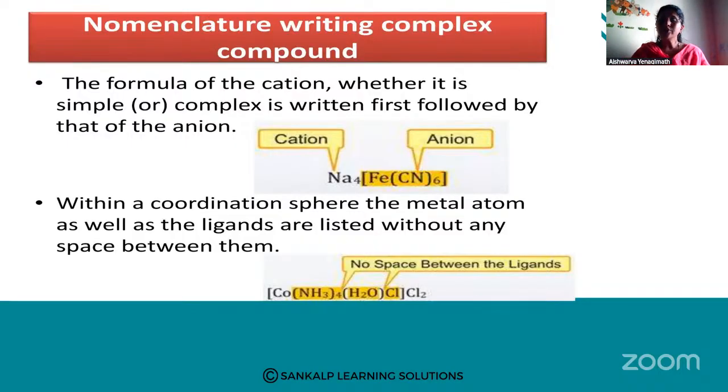So nomenclature of the compounds, particularly, how do we explain the nomenclature? Let us see here. There are certain rules to write the names of complex compounds. What are the rules? The formula of the cation, whether it is simple or complex, is written first, followed by that of the anion. This is known to us.